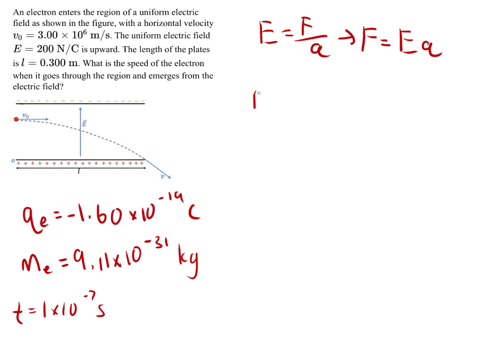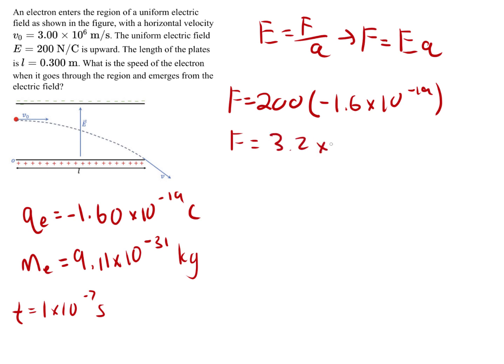And so now all we need to do is just plug everything in for the force. Force is equal to the strength of the electric field of 200 newtons per coulomb, and the amount of coulombs is given by the charge of a singular electron, which is minus 1.6 times 10 to the negative 19th power coulombs. So if you evaluate this, the force is equal to 3.2 times 10 to the negative 17th power newtons. It is a really, really small force.